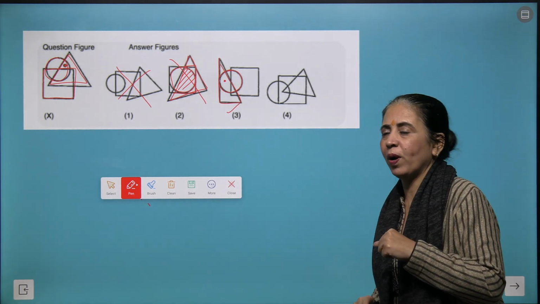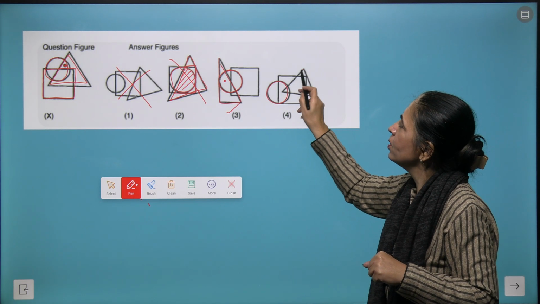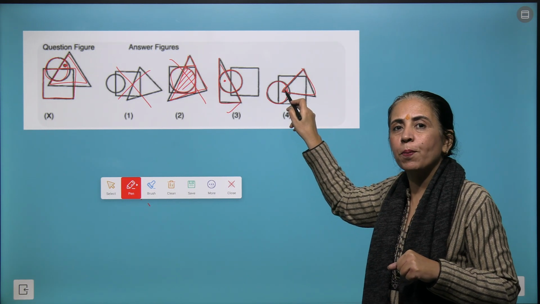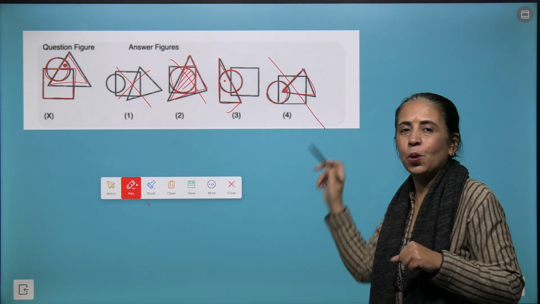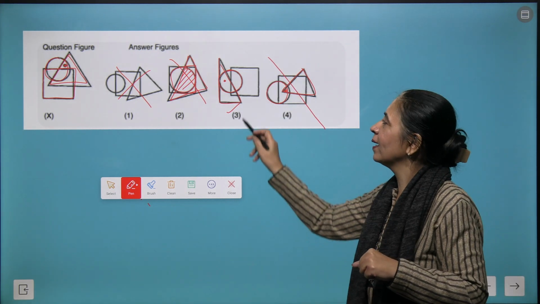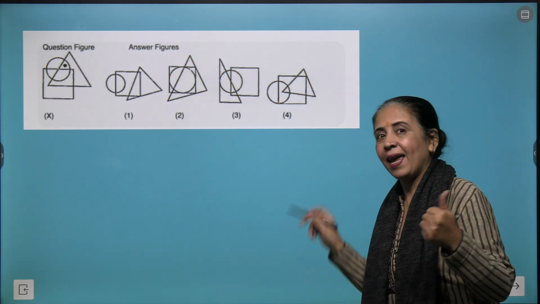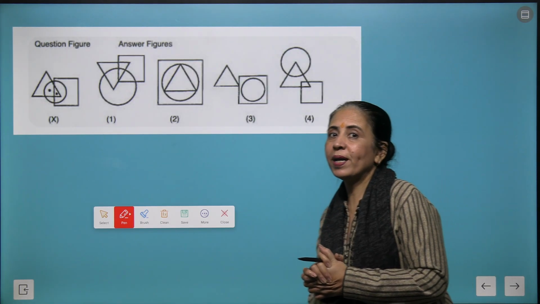Let's check the fourth one also. So again we have a circle here, triangle here, and the meeting point is also the meeting point of a square. Am I right? So what will you do? It goes away, and the correct option is the third option. So easy. Say easy peasy lemon squeezy. Let's take one more example.